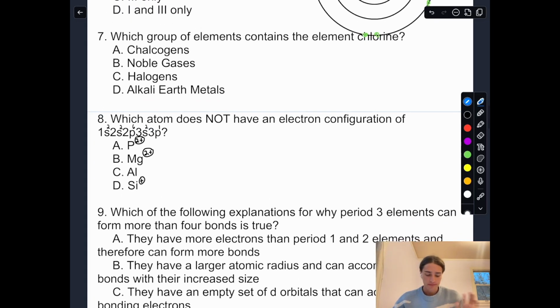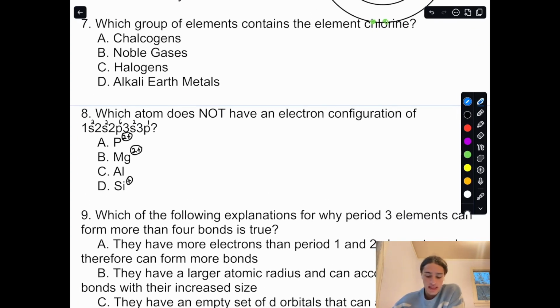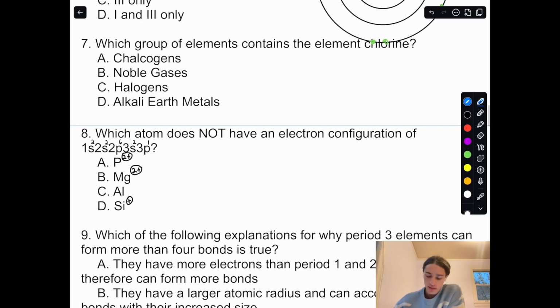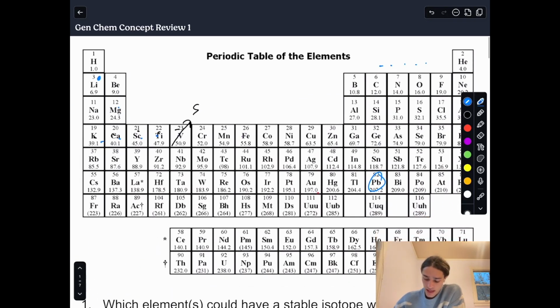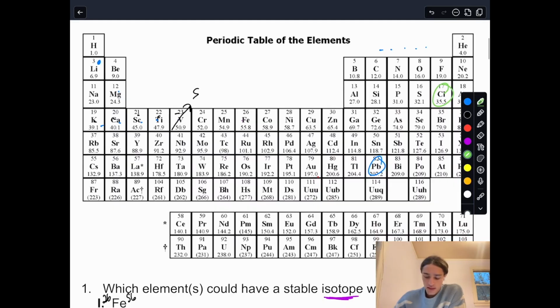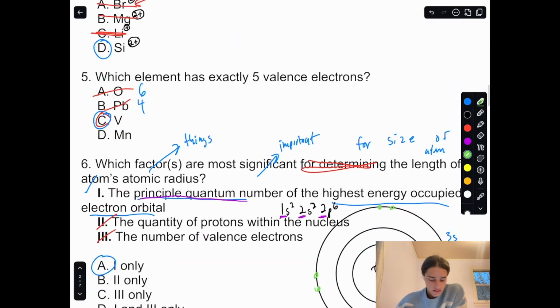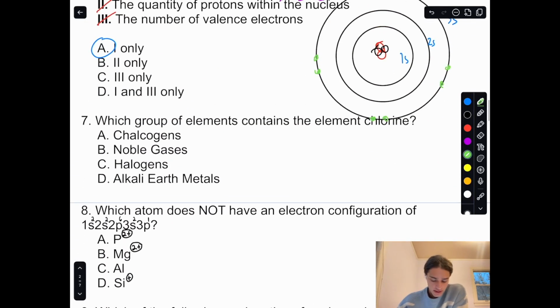All right, 7. Which group of elements contains the element chlorine? Chlorine is in group 7A, right here, and this group is the halogens. This should honestly just be a pretty straightforward fact. Very important. I would say it's really, really good to know the names of these two groups and the two groups on the far left. Okay, so chlorine is a halogen.